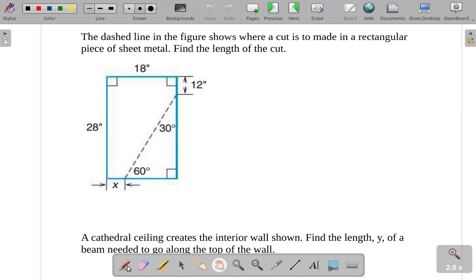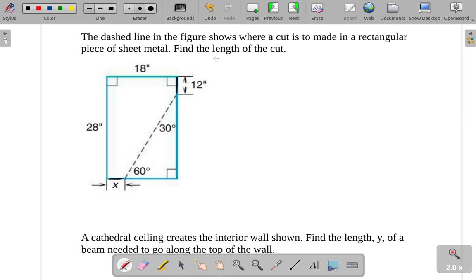The dashed line of the figure shows where a cut is to be made in a rectangular piece of sheet metal. Find the length of the cut. So it looks like we have a piece of sheet metal that measures 18 inches by 28 inches, and we're wanting to make a cut so that we're intersecting this edge 12 inches from the corner, and I guess this one we don't know.